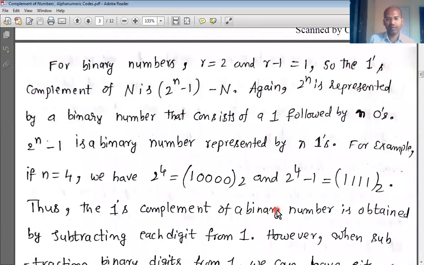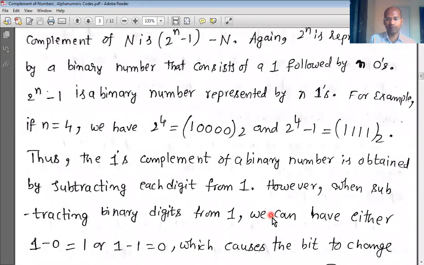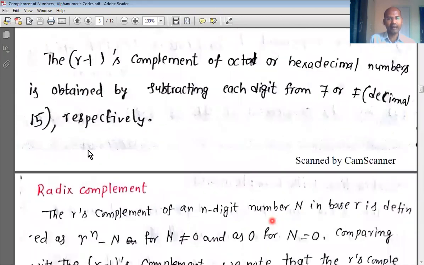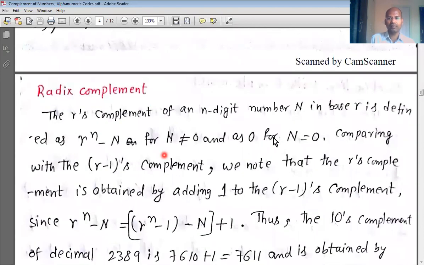So far we have talked about diminished radix complements. Next we look at the radix complement. Radix complement means, for the base 10 system, what is the radix complement? 10. What is the diminished complement? 9's complement. So 10's complement is called radix complement. 9's complement is called diminished complement. For the hexadecimal system, 16 is the radix complement, 15's complement is the diminished radix complement. For the binary system, 2 is the radix complement and 1's complement is the diminished radix complement.